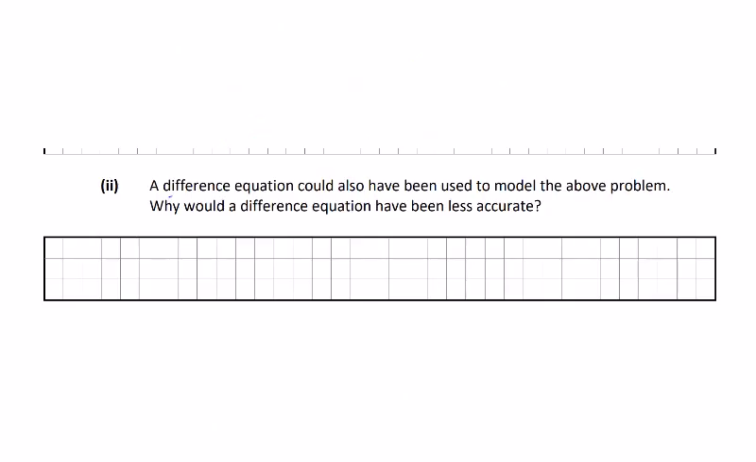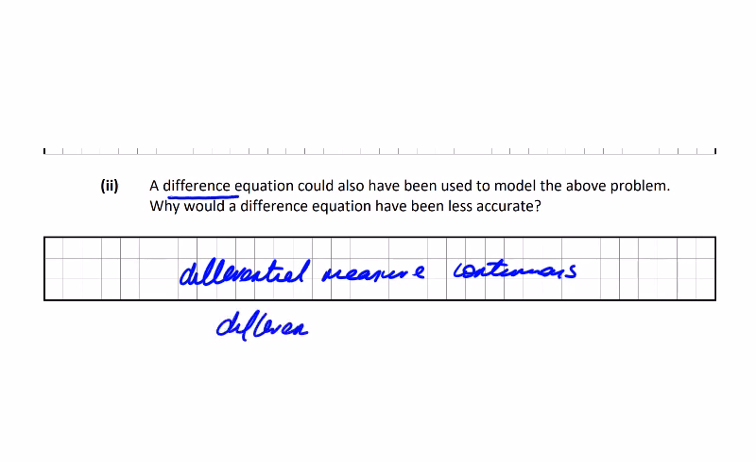The last part of this is a difference equation could have been used. Why would a difference equation be less accurate? So differential equations measure continuously. I think the word they want here is difference equations are what are called discrete, measured in increments, so therefore less accurate.